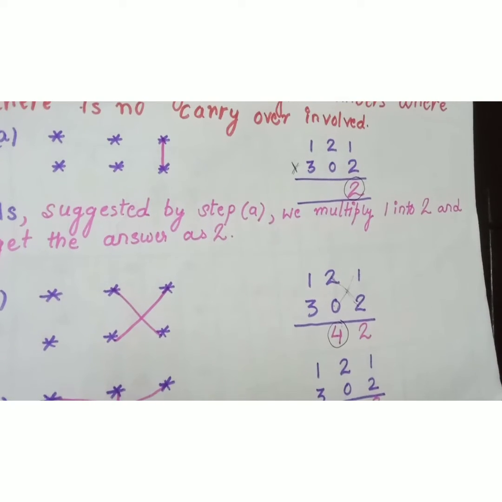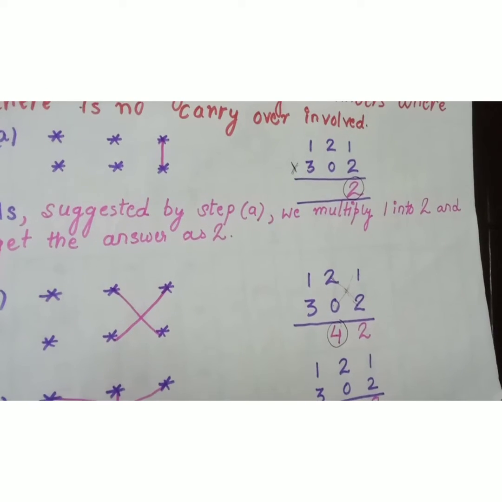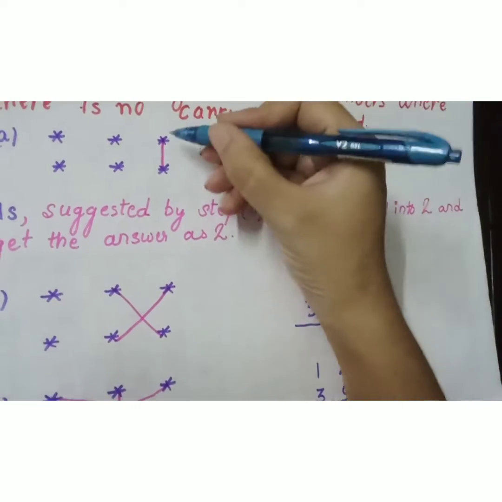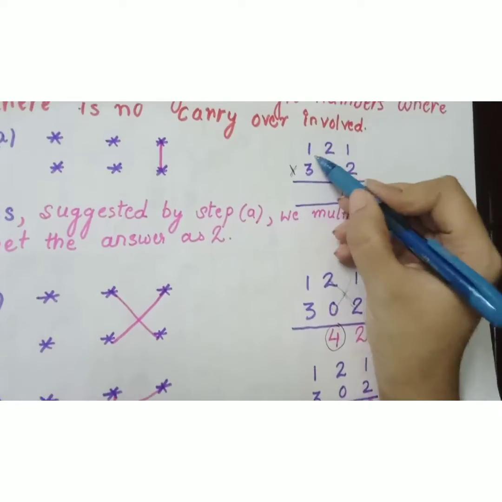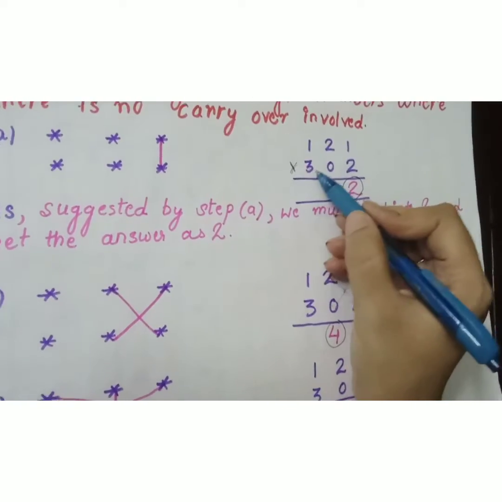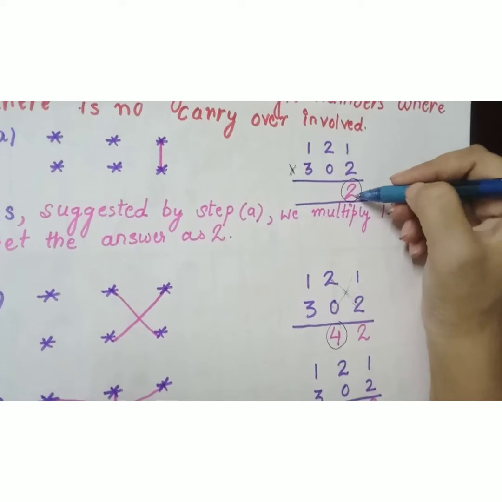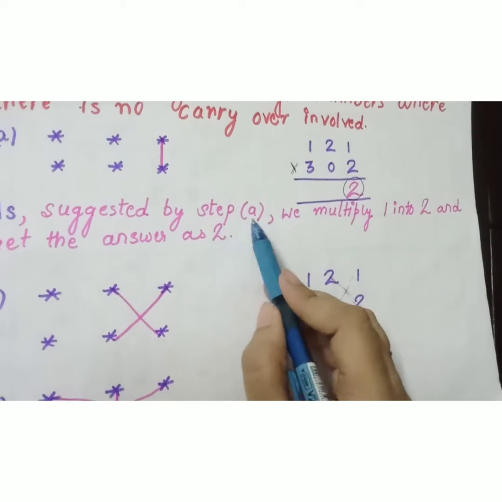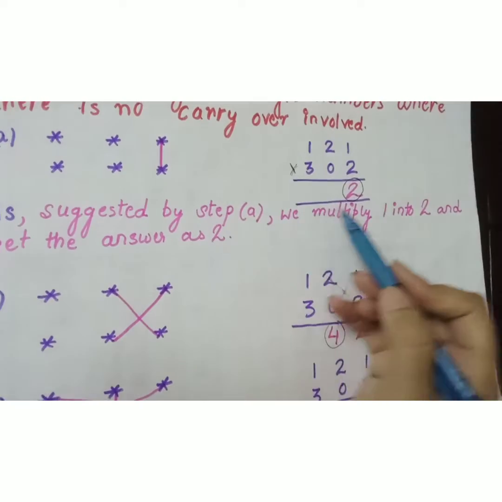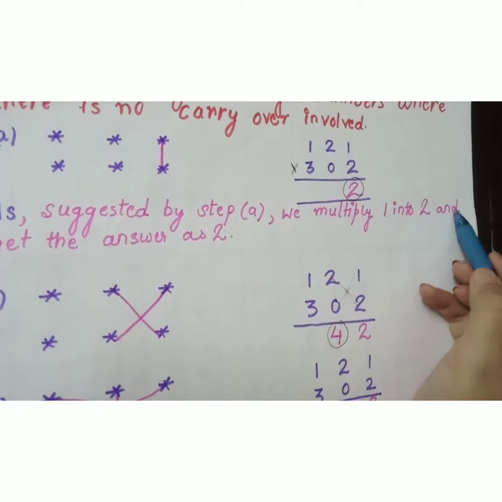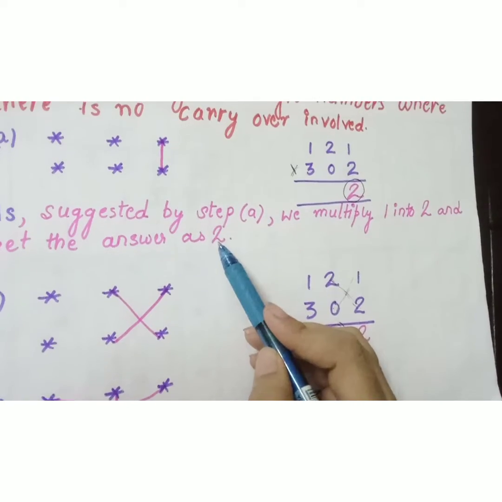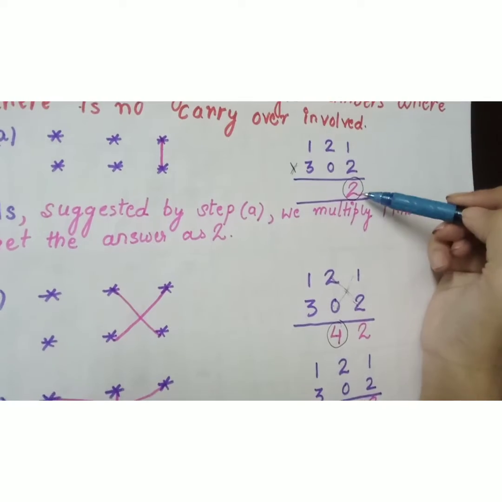Let us multiply two 3-digit numbers where there is no carryover involved. In this method I am taking examples where there is no carryover. In the first step we have to form the I. I have taken the example 121 multiplied by 302. As suggested by step A, we multiply 1 into 2 and get the answer 2, as 1 into 2 is 2.